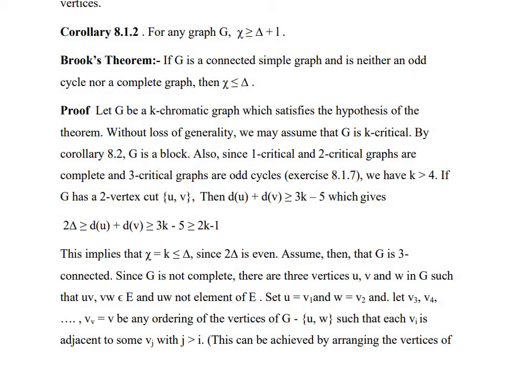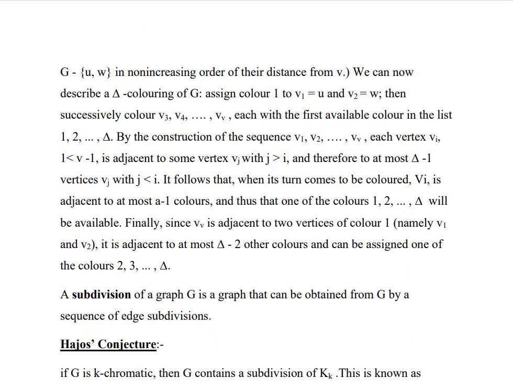Set u equal to v1 and w equal to v2, and let v3, v4, etc., vn equal to v be any ordering of the vertices of G minus {u, w} such that each vi is adjacent to some vj with j greater than i. This can be achieved by arranging the vertices of G minus {u, w} in non-increasing order of their distance from v.